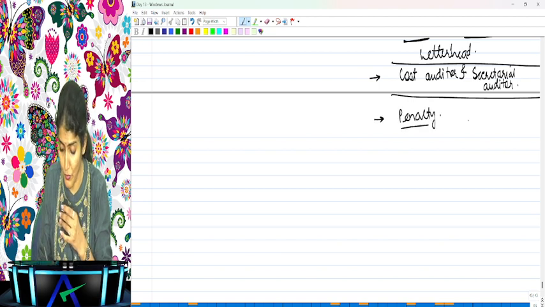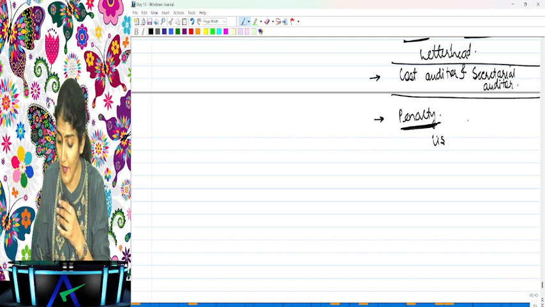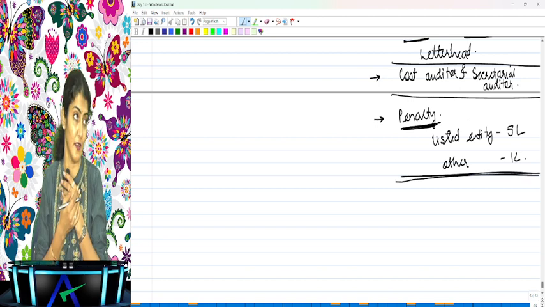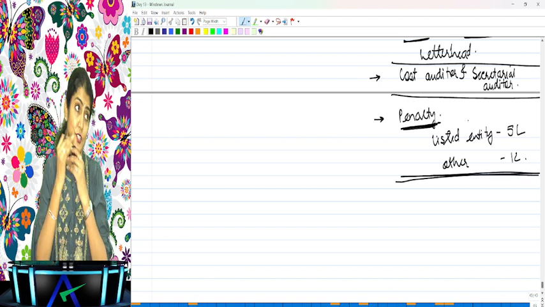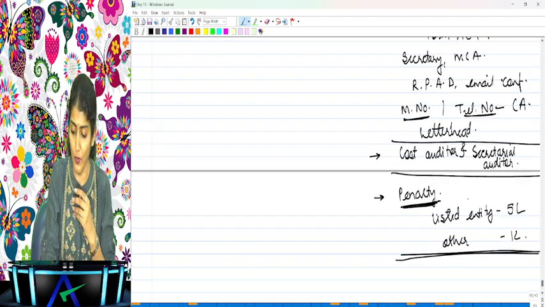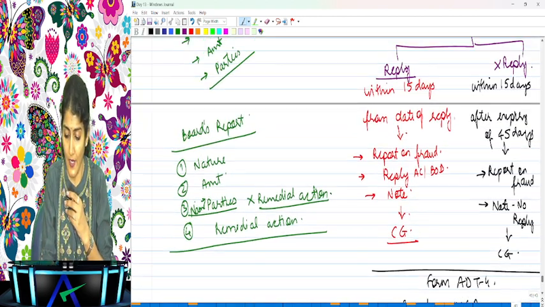You come to know of fraud, you have reason to believe, but you don't report. What does it say? In case of listed entity, 5 lakh, and other than listed entity, 1 lakh. Duty to report the fraud to CG. Are you understanding all the provisions over there? What does it say?